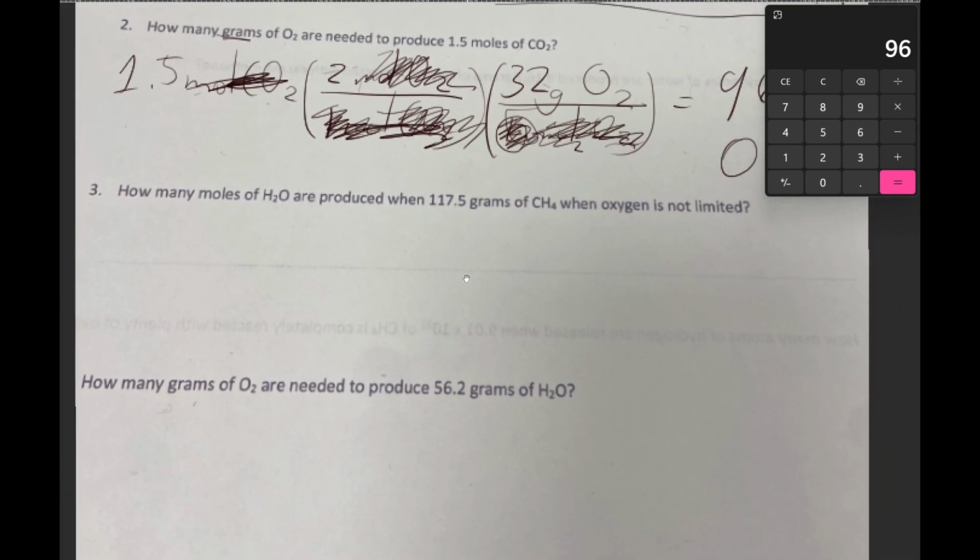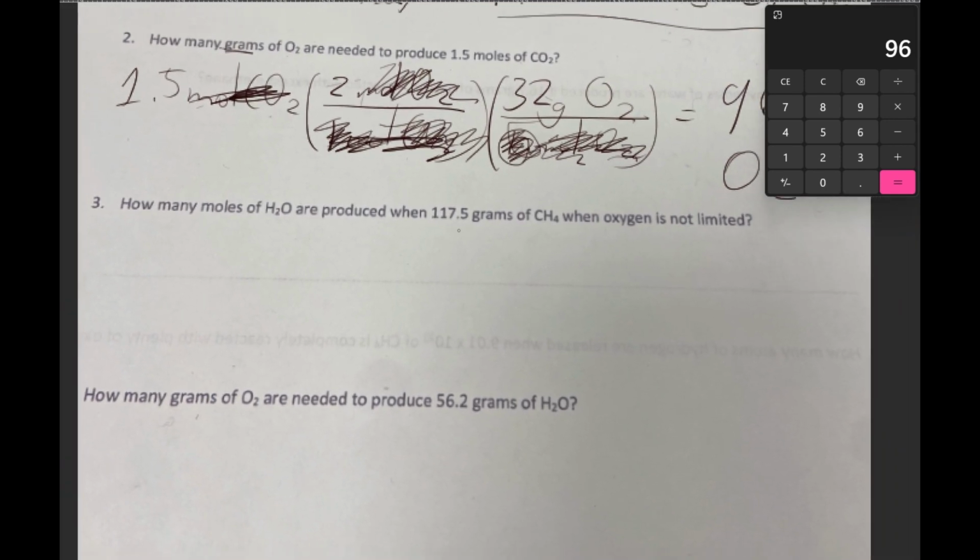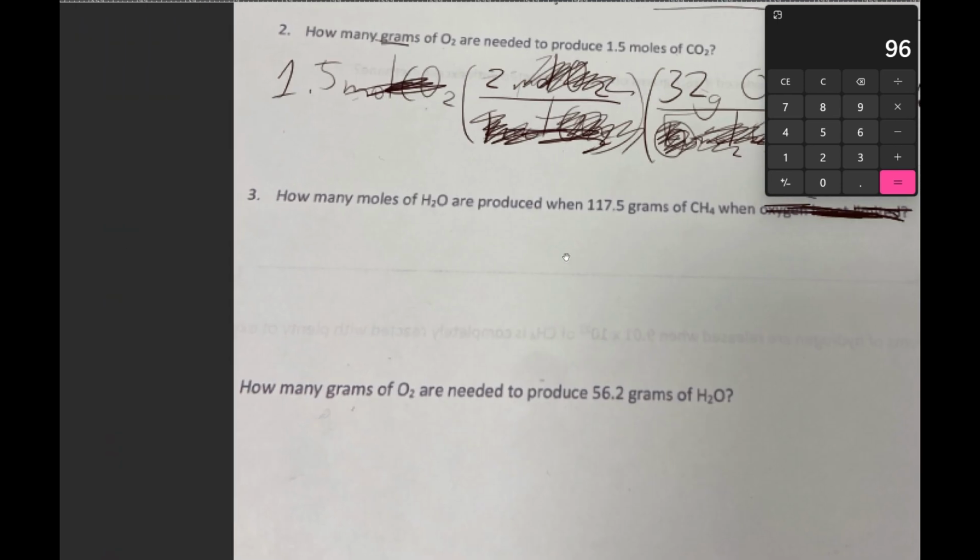Let's continue. How many grams of O2 are produced when 117.5 grams of CH4, not C4, combine when oxygen is not limited? So not limited, which means it's unlimited. Again, they like to confuse you. They like giving big words. Don't ignore that. When oxygen is not limited, that means oxygen is infinite. There's always an amount of oxygen no matter what. You're never going to run out of oxygen. So then let's continue this.